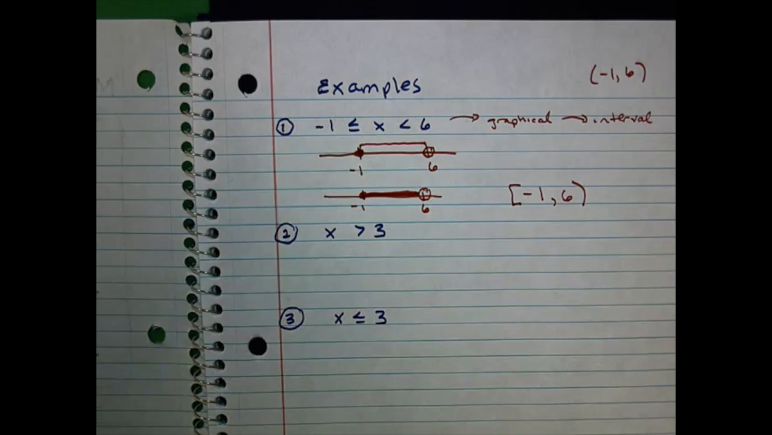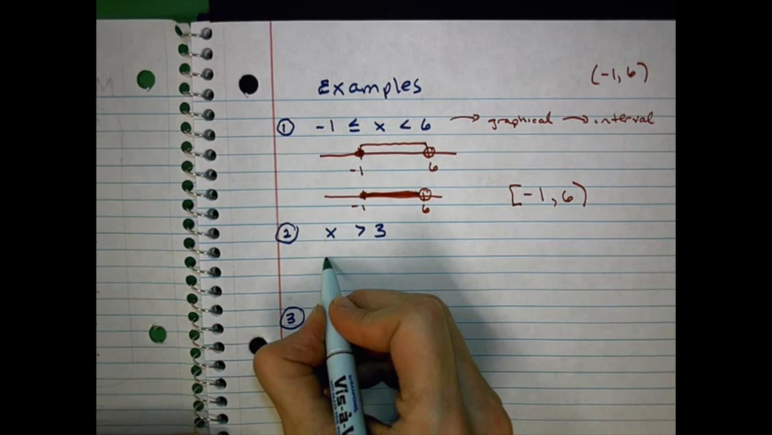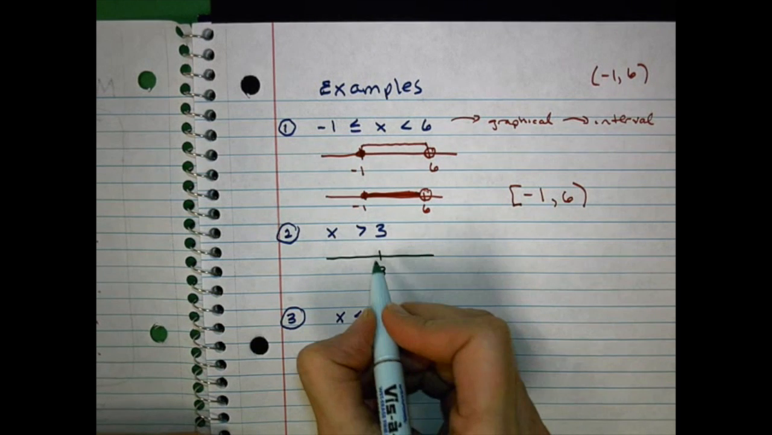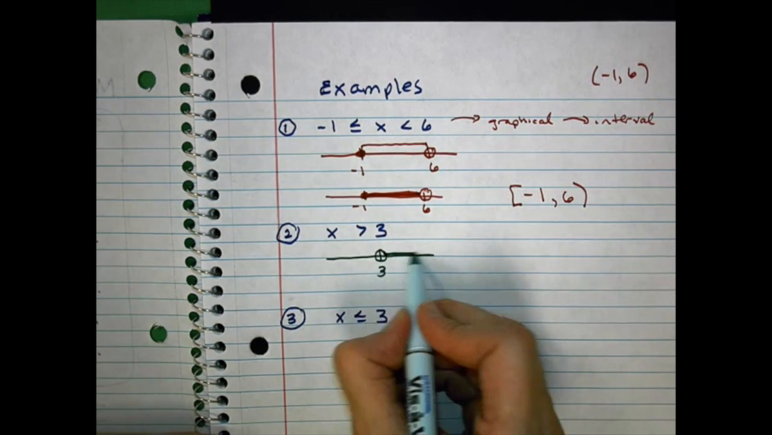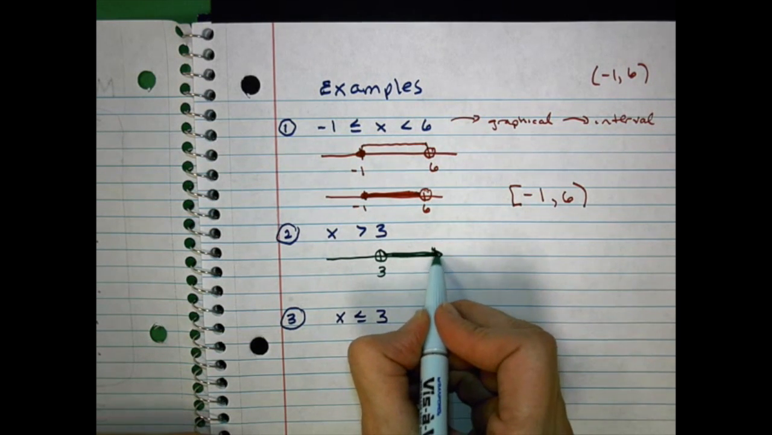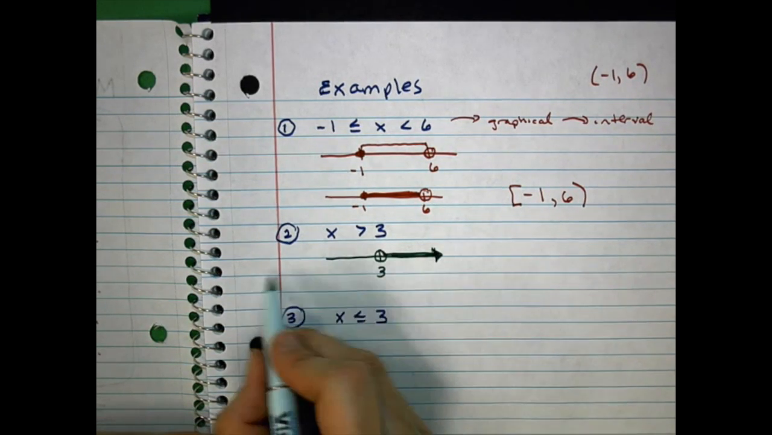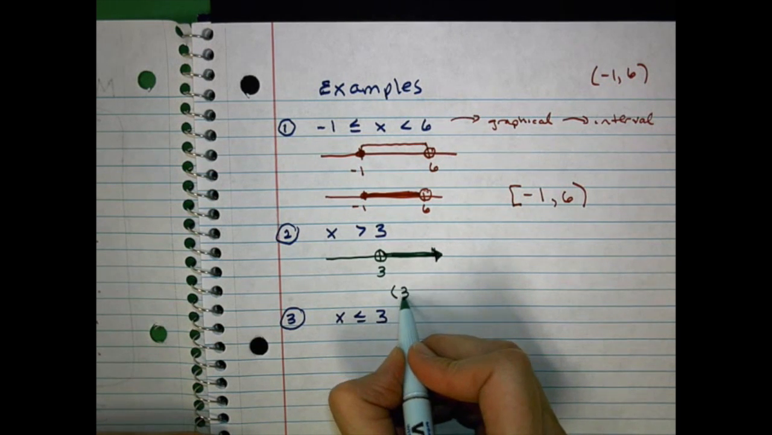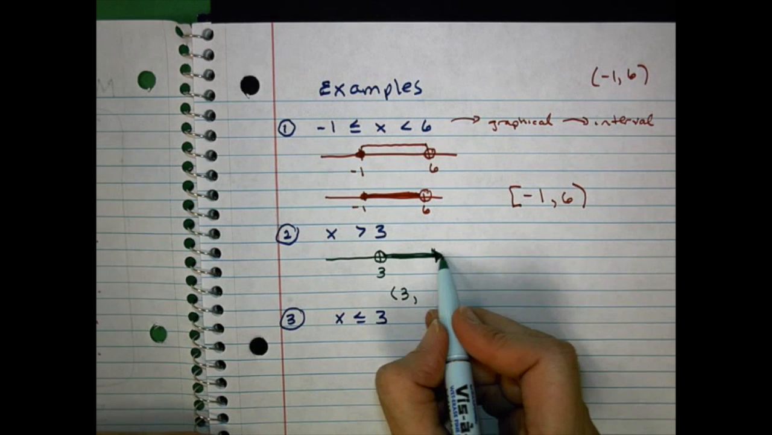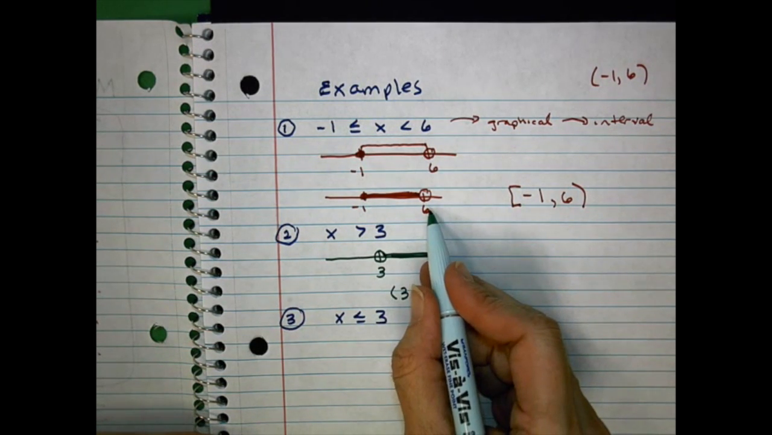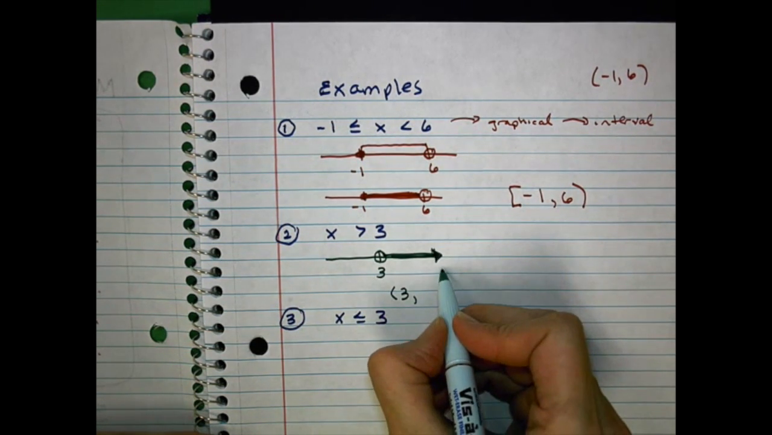On the next one, if we looked at that graphically, we would see 3 is a key point, and I would not be including 3, so I have an open circle, and I want all the values greater than. So I start with the smallest number, so I'm going to start with 3 in interval notation. I'm not including it because it's open. And there is no top number here to put, like there was this nice stopping spot. And so we use the symbol infinity.